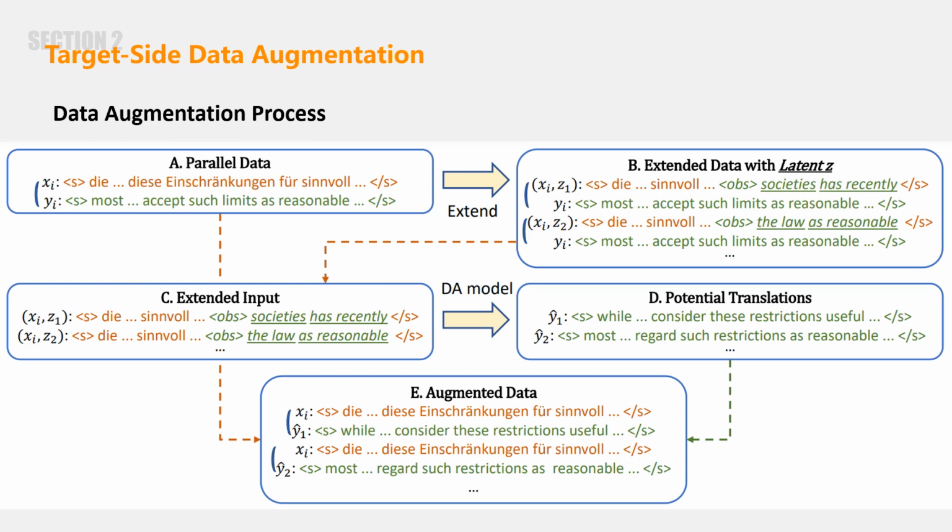We pass this extended input to the trained DA model to generate D potential translations. Pairing the original xi and the new potential translations, we obtain E augmented data.